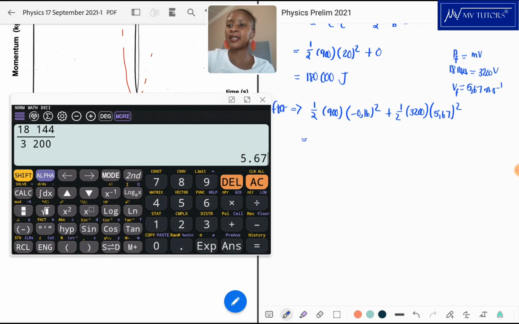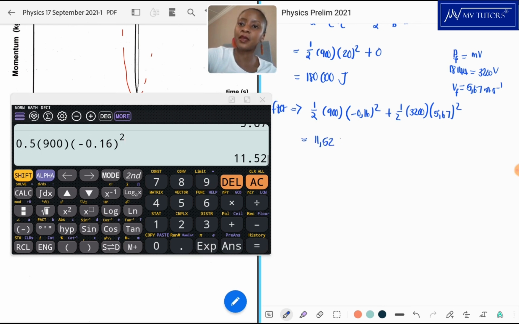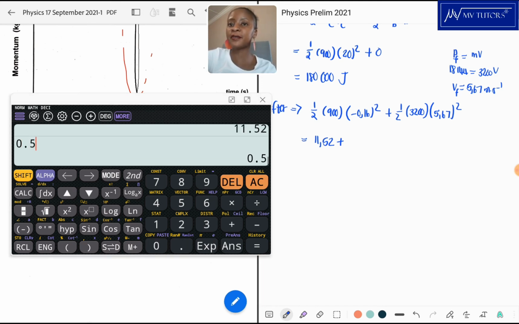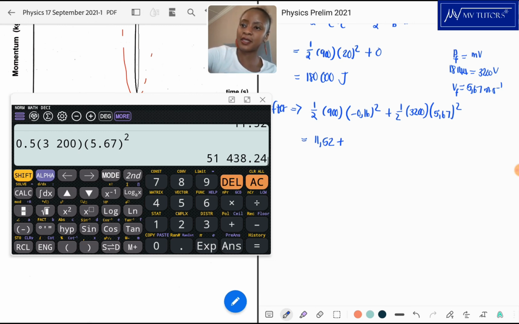Okay, now let us calculate everything. So I have 0.5, 900, and negative 0.16 squared, which is 11.52. And then I have 0.5, 3,200, 5.67, and that is squared. Okay, and that is 51,438.